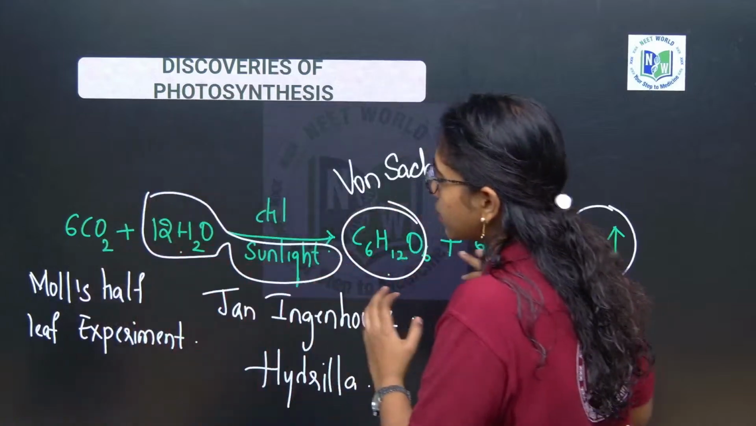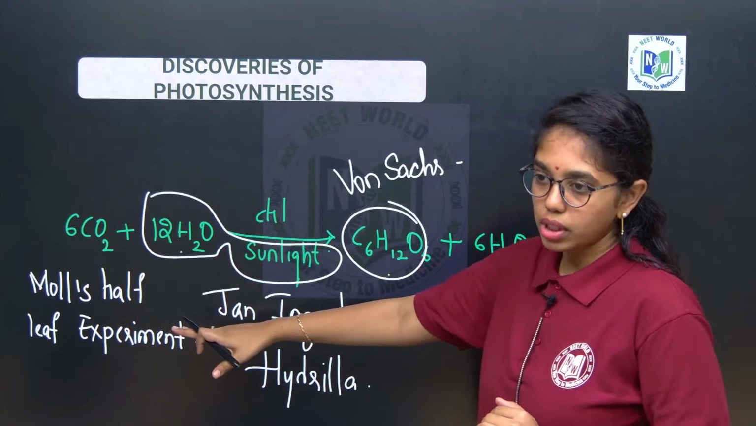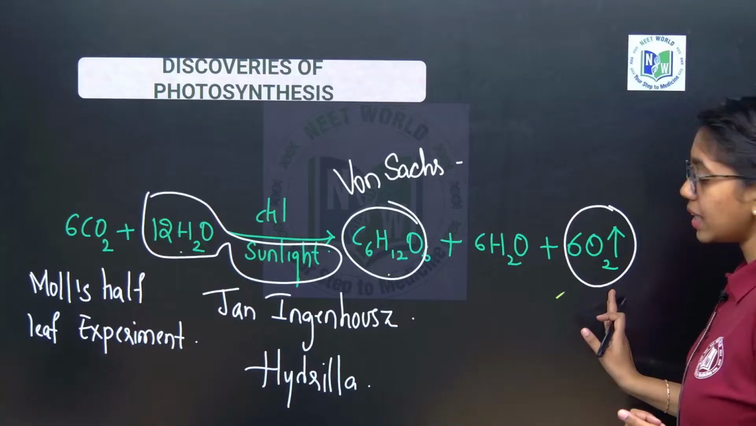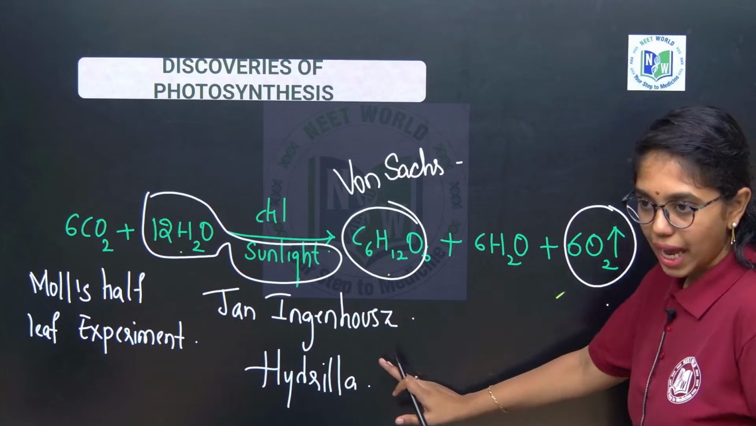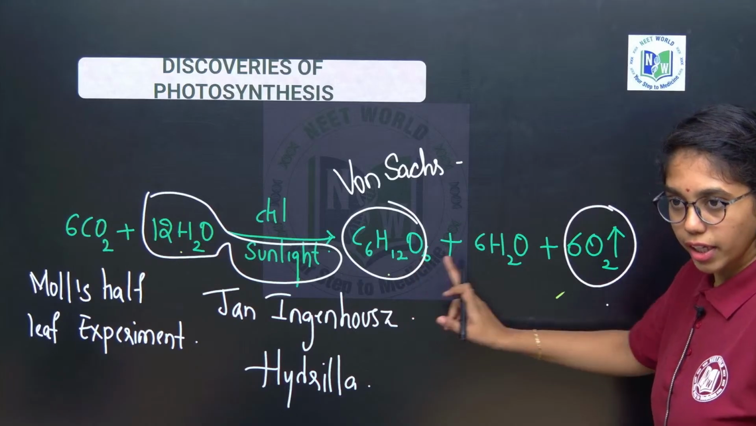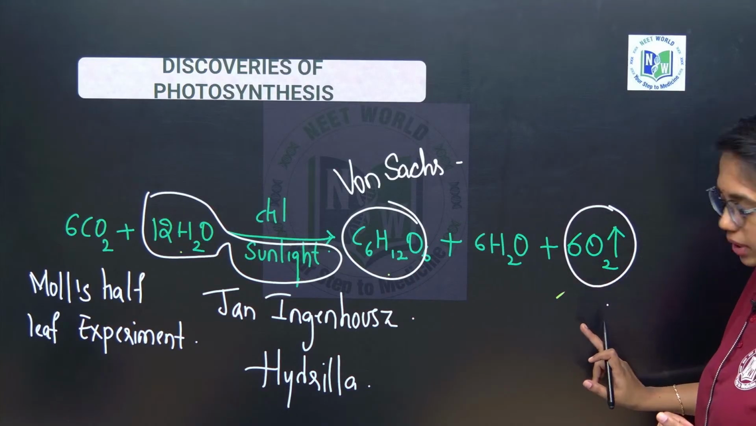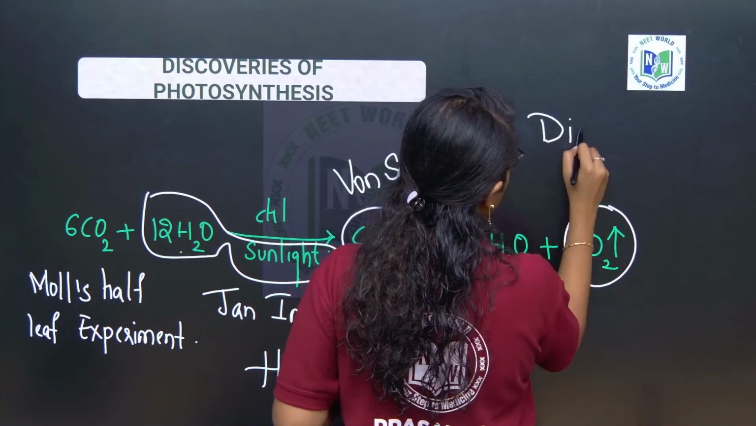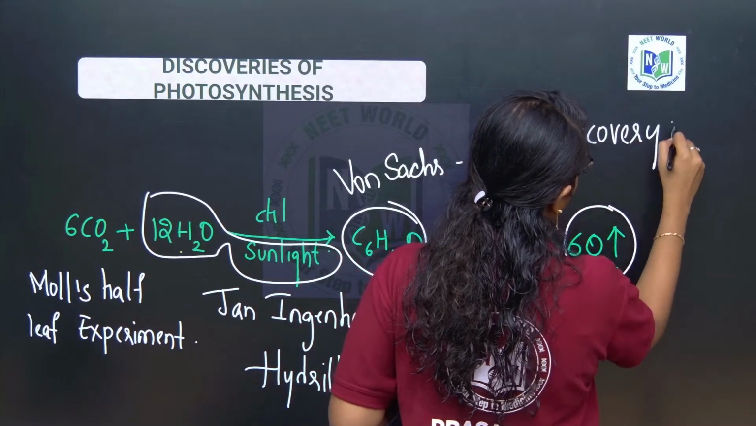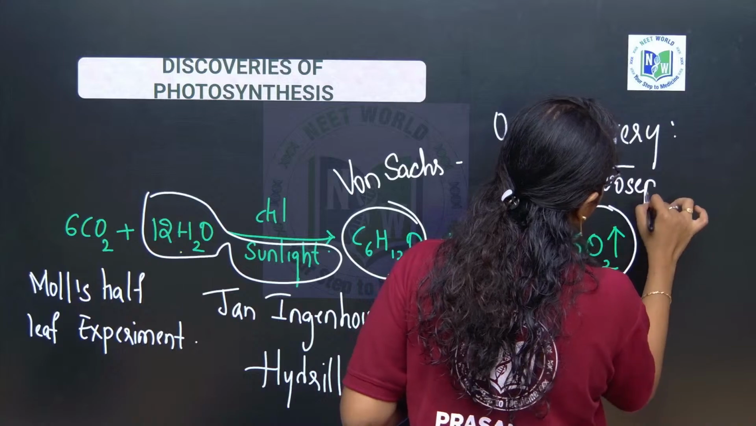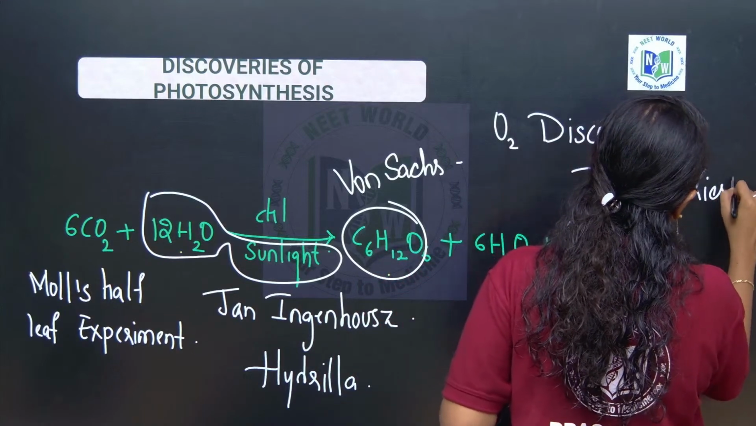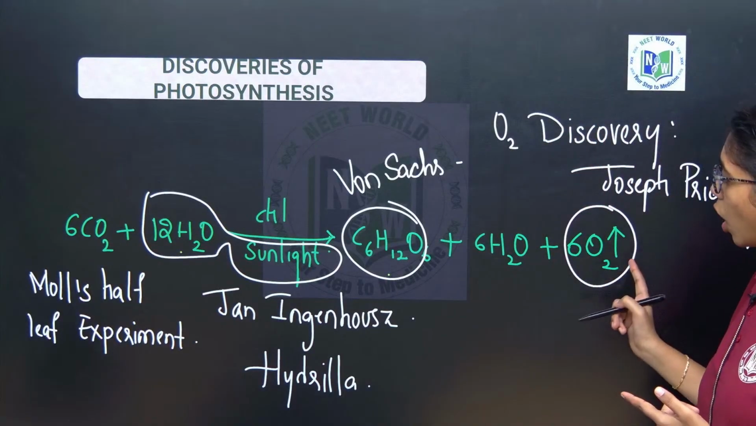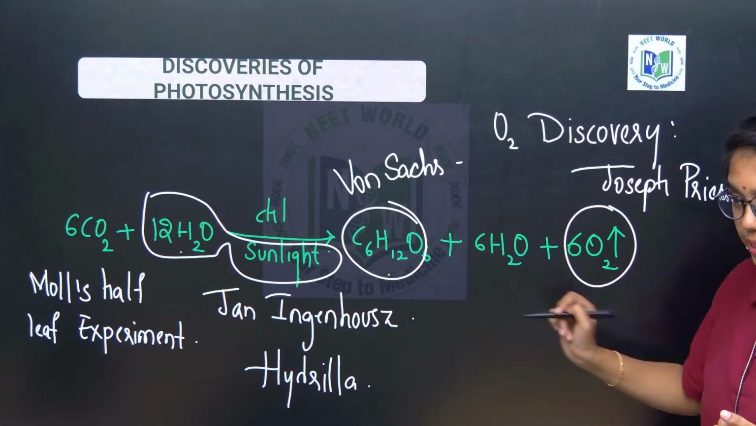So from this we are aware that carbon dioxide is essential for photosynthesis, shown by Moll's half-leaf experiment. Water and sunlight are essential and oxygen is evolved from photosynthesis, said by Jan Ingenhousz. Glucose is the primary product, oxygen is the byproduct of photosynthesis. Now, you tell me who discovered oxygen? Oxygen discovery by Joseph Priestley. Okay, oxygen discovery is done by whom? Joseph Priestley. And oxygen evolving out of photosynthesis is said by Jan Ingenhousz.